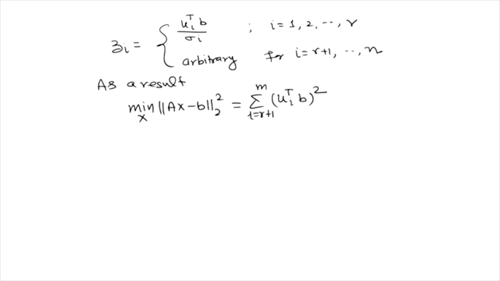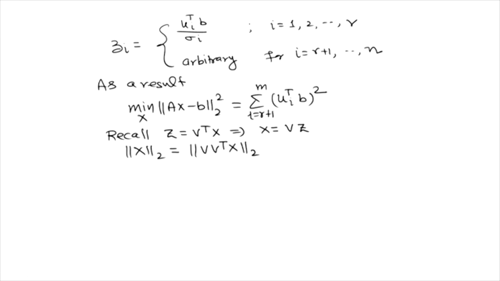Also, you know that, recall z equals V transpose x. So, from here I can write x equals V into z, because V is an orthogonal matrix. Moreover, the length of the vector x equals the norm of V into V transpose into x, because V into V transpose is an identity matrix. This will become, since V transpose x is z, V into z, and since V is an orthogonal operator, it will preserve the norm. This equals the norm of z.